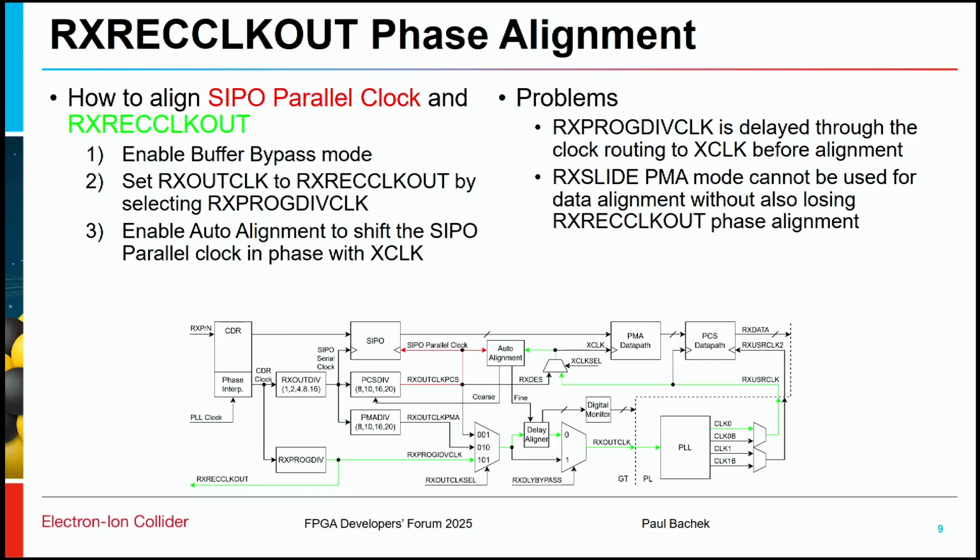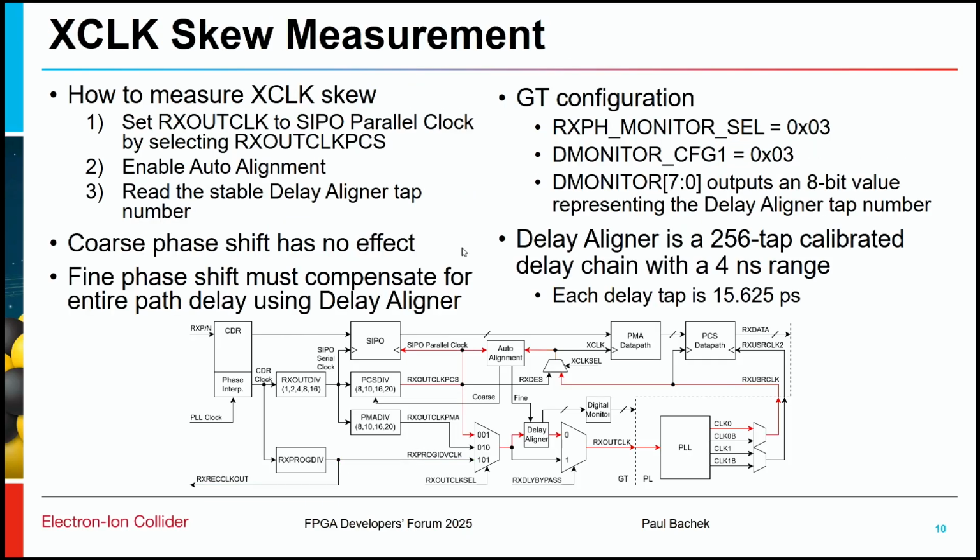And the problem is that we're aligning this clock to a version of the recovered clock that is still delayed through fabric and whatever clock resources, including a PLL in this case. So we're still going to see phase variations, and also we can't use the RX slide feature to align our data to a comma boundary, because if we do that, then we'll shift these two clocks out of alignment, which was the original goal. So how do we overcome these two problems?